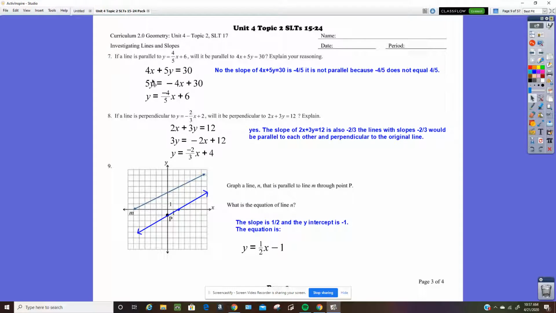So first I subtracted 4x, and then I divided both sides by 5, and I get y equals negative 4/5 x plus 6. So the slope is negative 4/5, and it's not parallel because negative 4/5 does not equal 4. I took this equation, solved for y, and found the slope by getting the line in slope-intercept form. The slope-intercept form of a line is y equals mx plus b. I can write it right here.